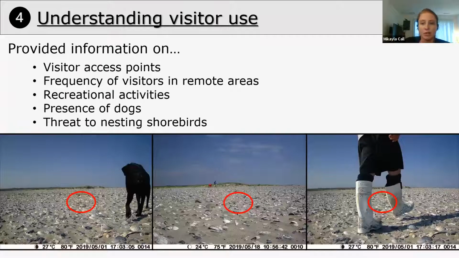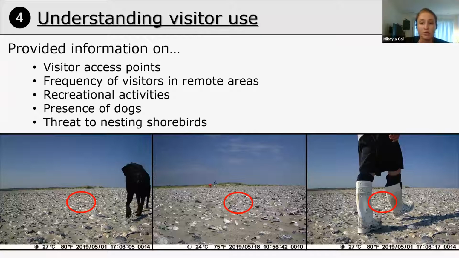So in addition to monitoring shorebird reproductive success, we were also able to learn more about visitor use of the island. Wetumpka Island is open to visitor use year-round, though visitors are restricted to the intertidal area during the breeding season. Pets are not allowed on Wetumpka Island, though it's clear that visitors do not always abide by this rule. Cameras provided managers with further information on visitor access points, use of more remote areas of the island, and recreational activities, as well as the presence of dogs and the overall threat to breeding shorebirds.